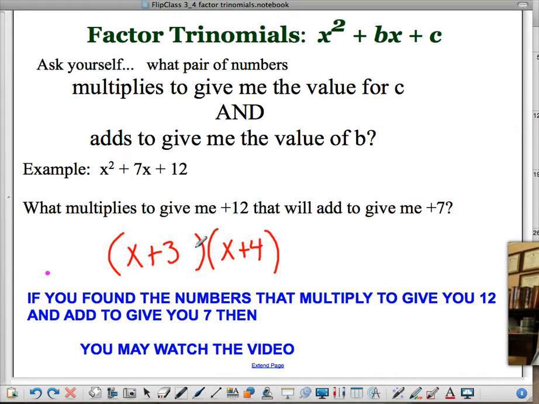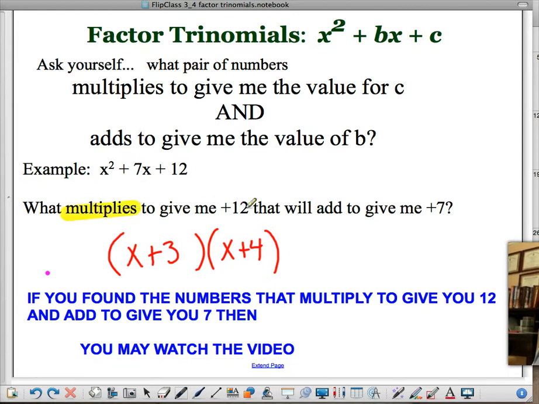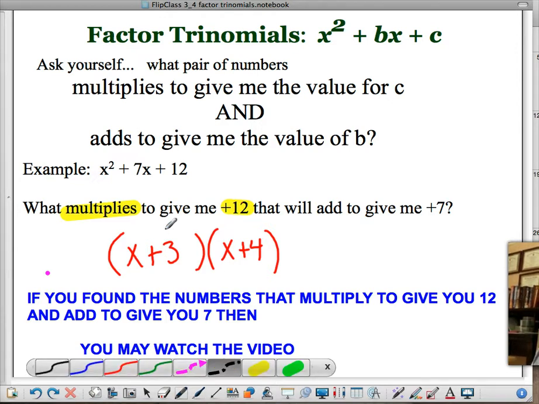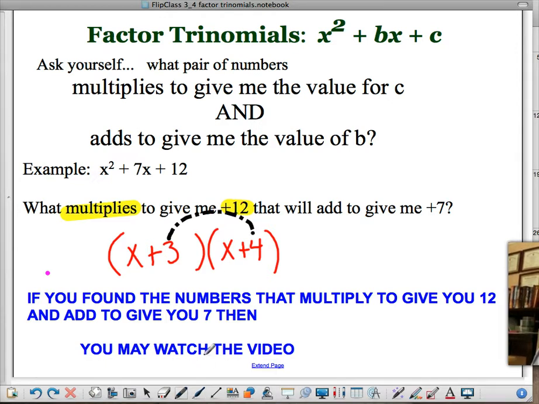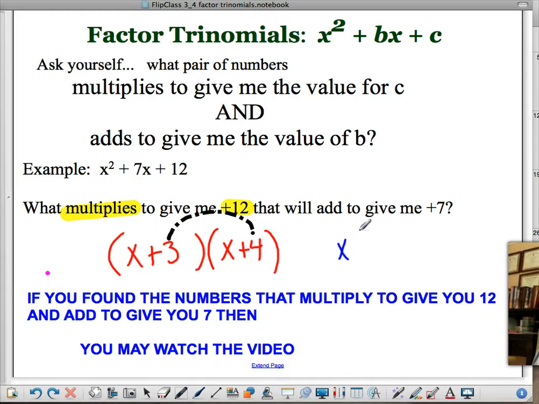So as we, you should have thought about this before the video. Here's an example. You actually just did it on the page before. So what multiplies to give me 12 and adds to give me 7? So why do we care about it multiplying to give me 12? Well, that's because when I FOIL this out, I have to end up multiplying these two, right? So we know that this answer ends up being x squared plus 7x plus 12. Okay, so when you FOIL this out, you get that plus 12 here.